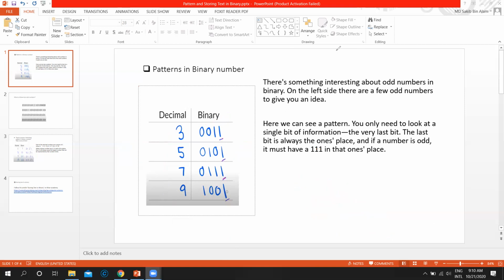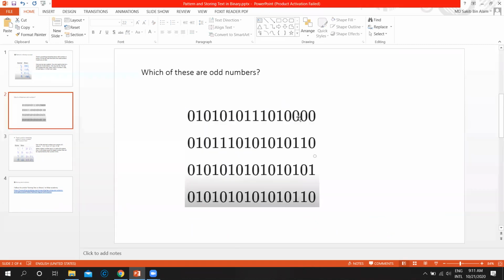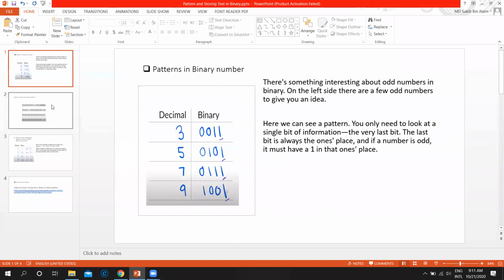Okay, then, I should make a correction here actually. It should be one. Okay, now we have some idea about this. Now, for an even number, the last bit is always 0. Yes, there will always be zero. You can check some even numbers later also. You'll get it. Okay, now let's show it again.